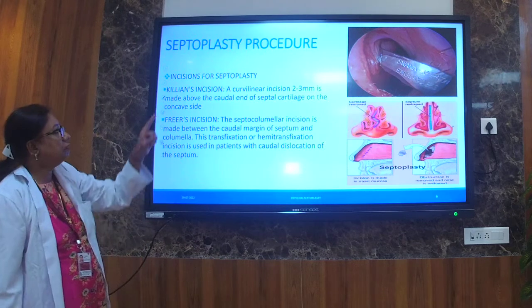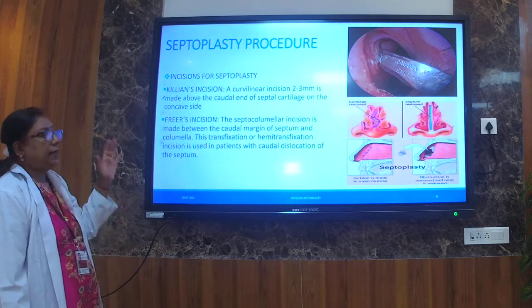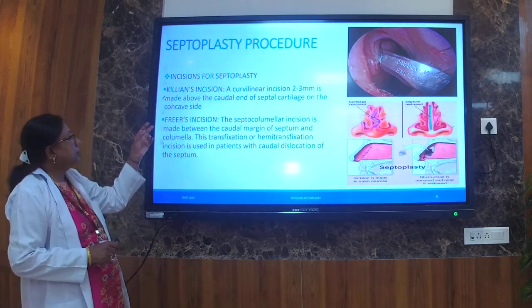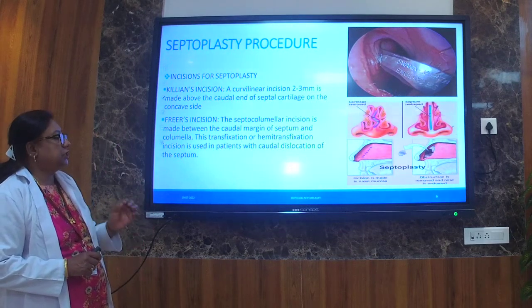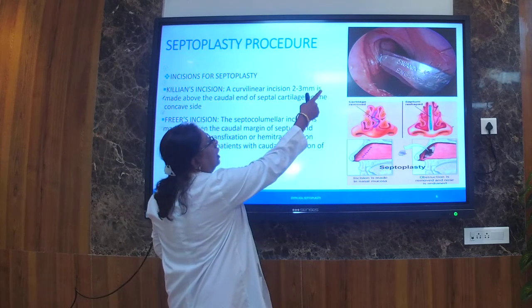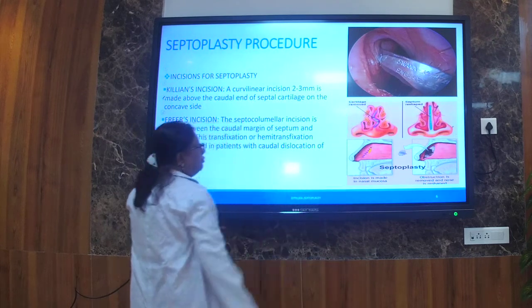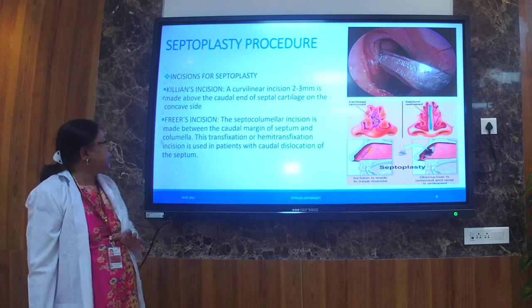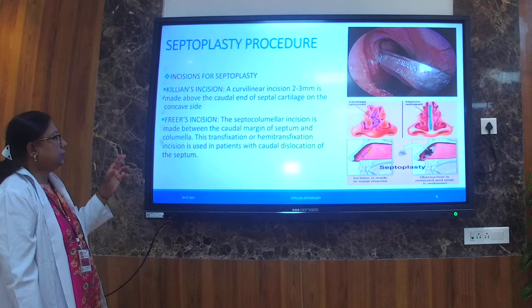Okay, so a curvilinear incision is taken 2 to 3 millimeter and made above the caudal end of septal cartilage on the concave side. Now, how do you take this incision? If you see in this picture, this is the endoscopic original procedure of how we are doing it, and this is the incision how we give. Okay, so the septocolumellar incision is taken and made between the caudal margin of the septum and columella.